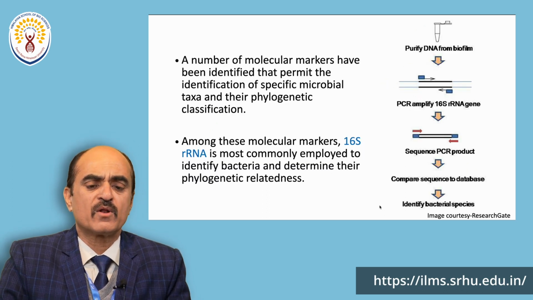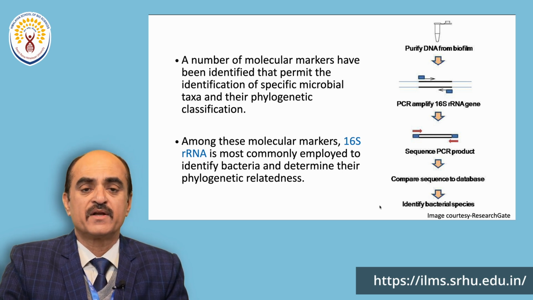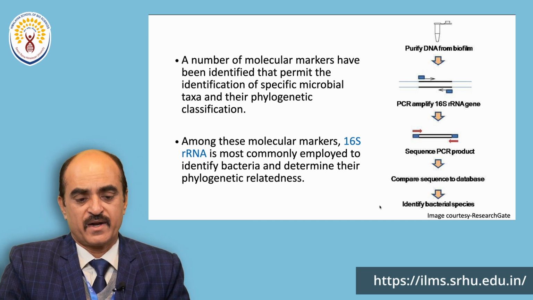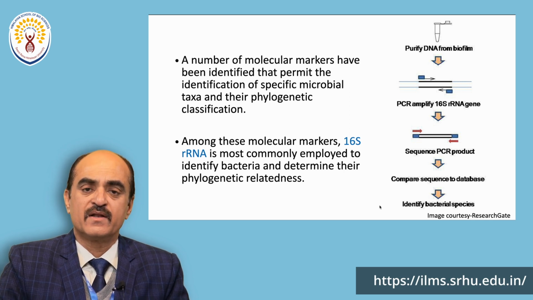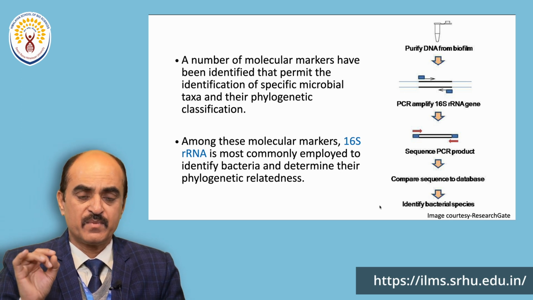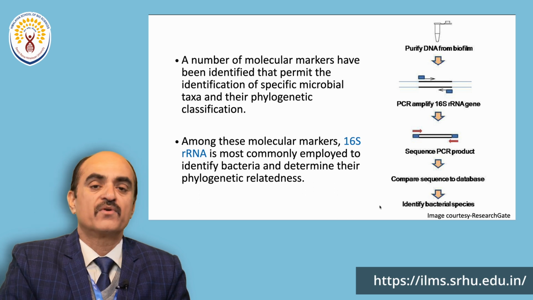And then a number of molecular markers have been identified that permit the identification of specific microbial taxa and their phylogenetic classification. Among these molecular markers, 16S ribosomal RNA is the most commonly employed to identify bacteria and determine their phylogenetic relatedness. We have used 16S ribosomal RNA because the sequences in 16S ribosomal RNA are conserved.